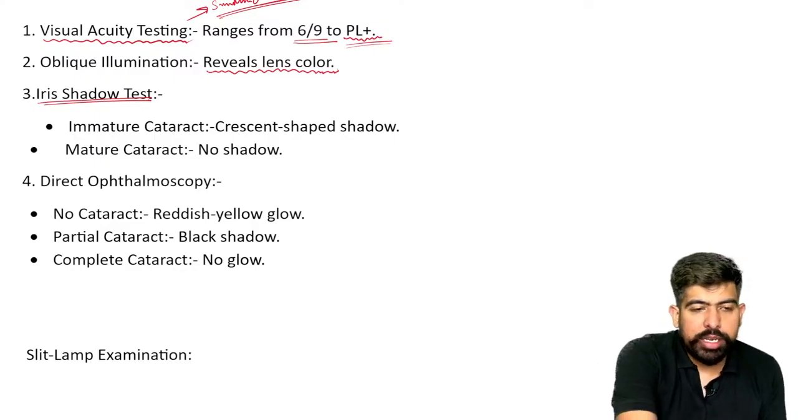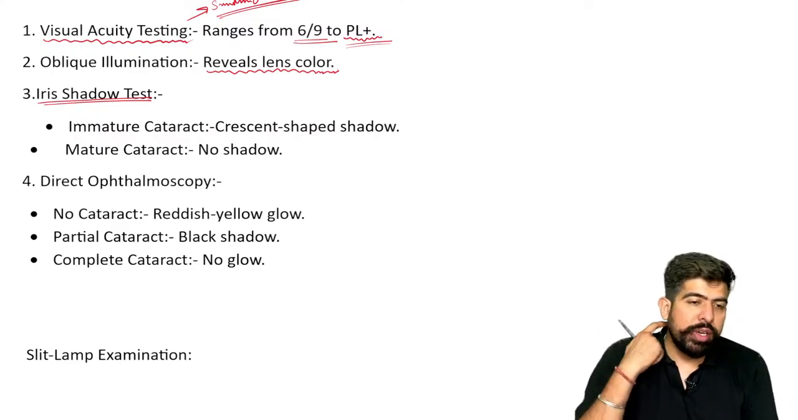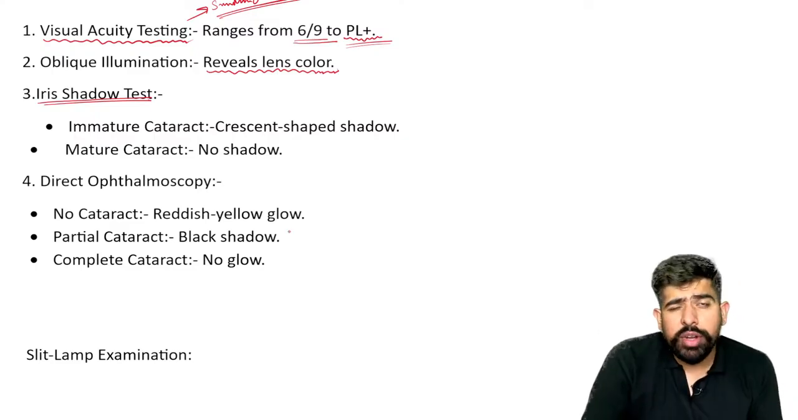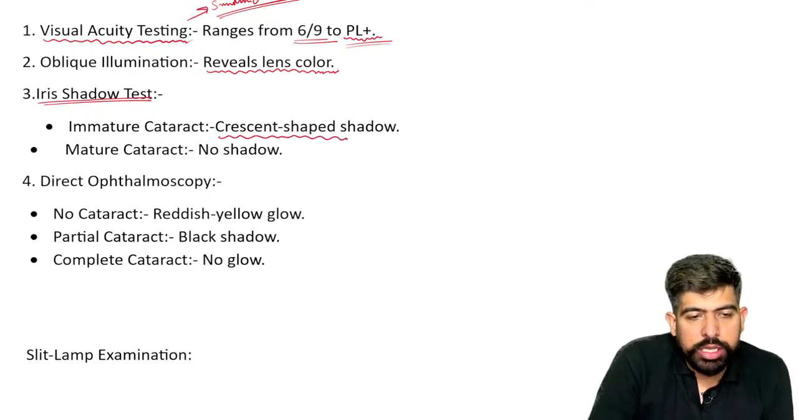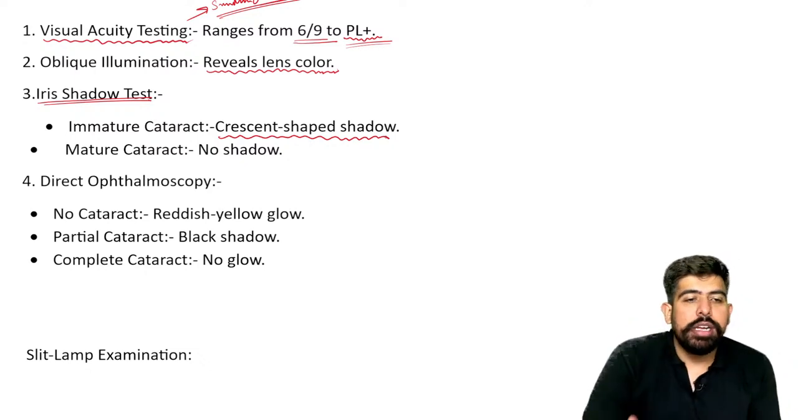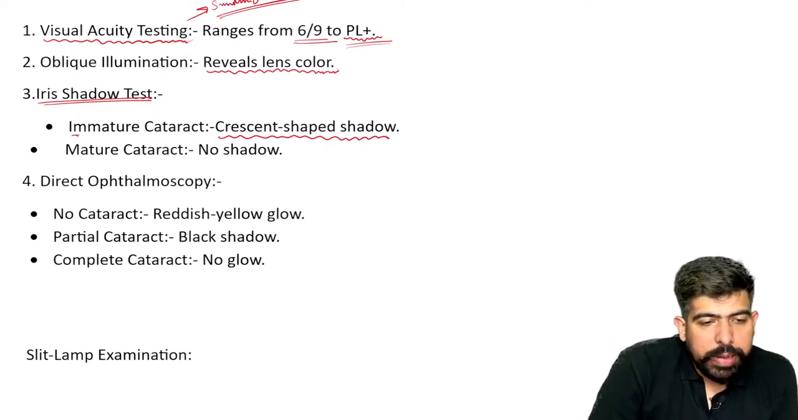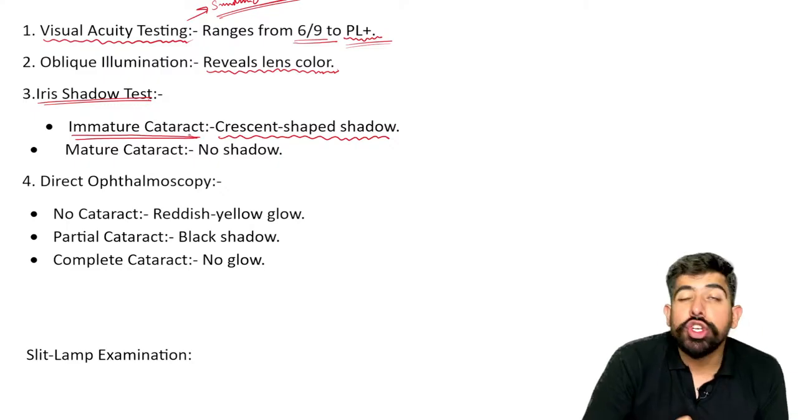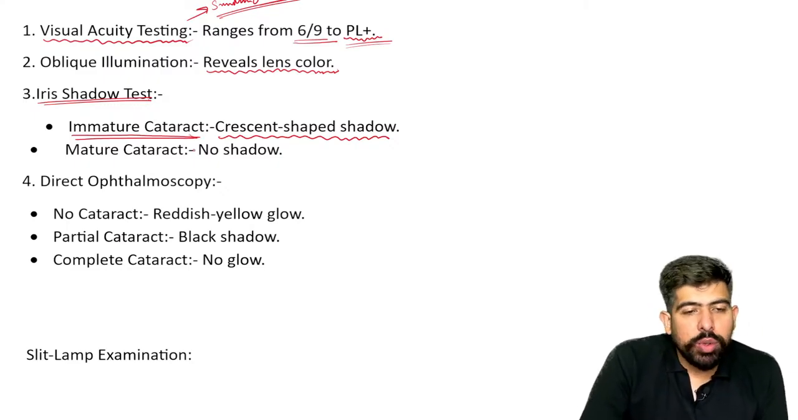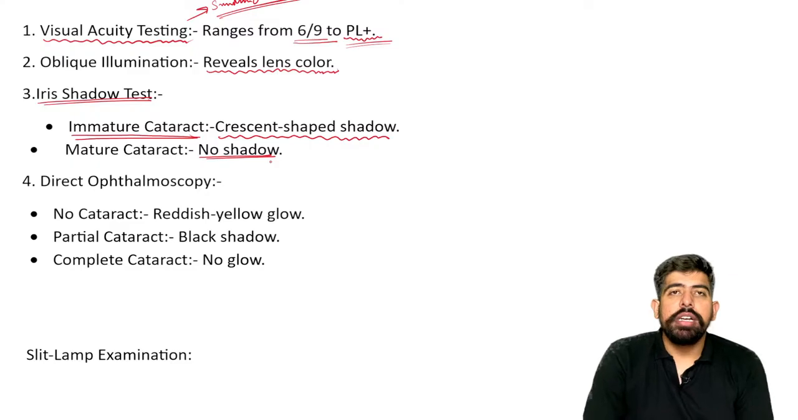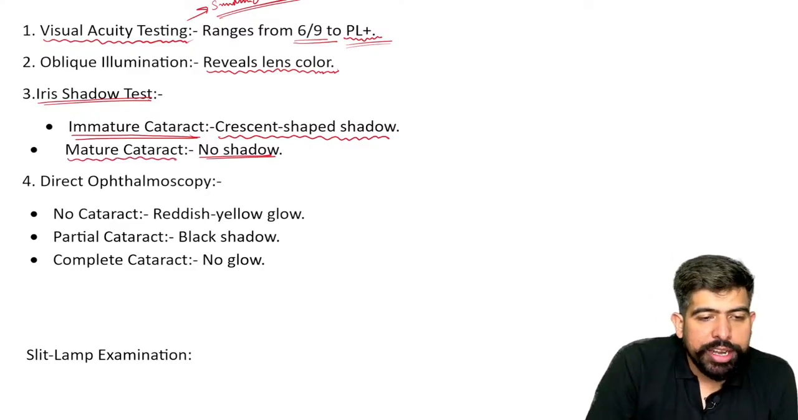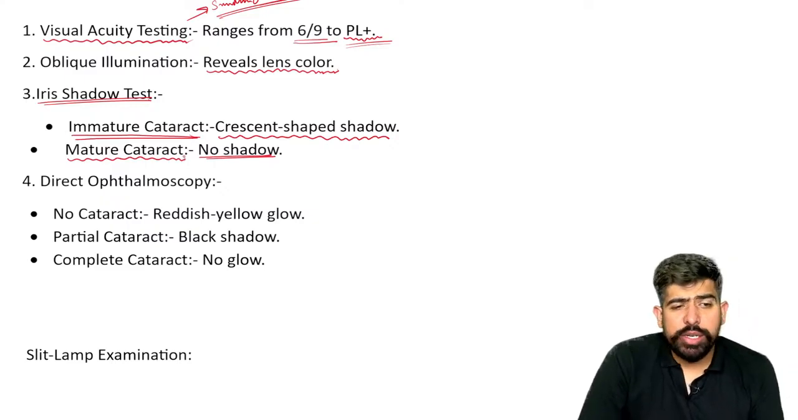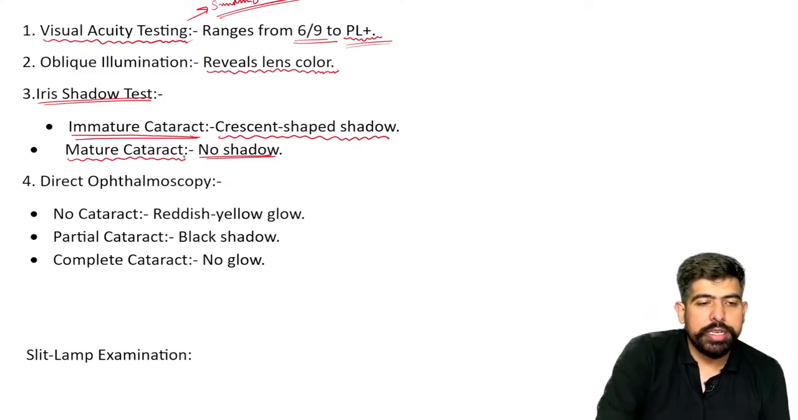So what we are going to do is turn on the light in front of the patient. If the iris is making a crescent-shaped shadow on the lens, the cataract is immature. But if no shadow is visible, please remember, the patient has a mature cataract. Just by this iris shadow test, we can identify the maturity of the cataract.